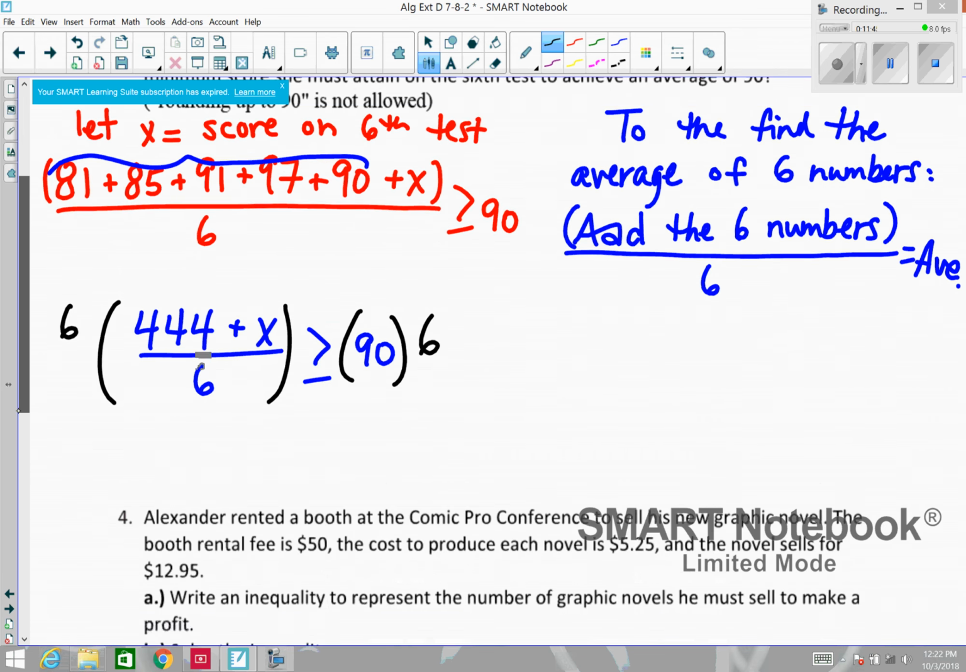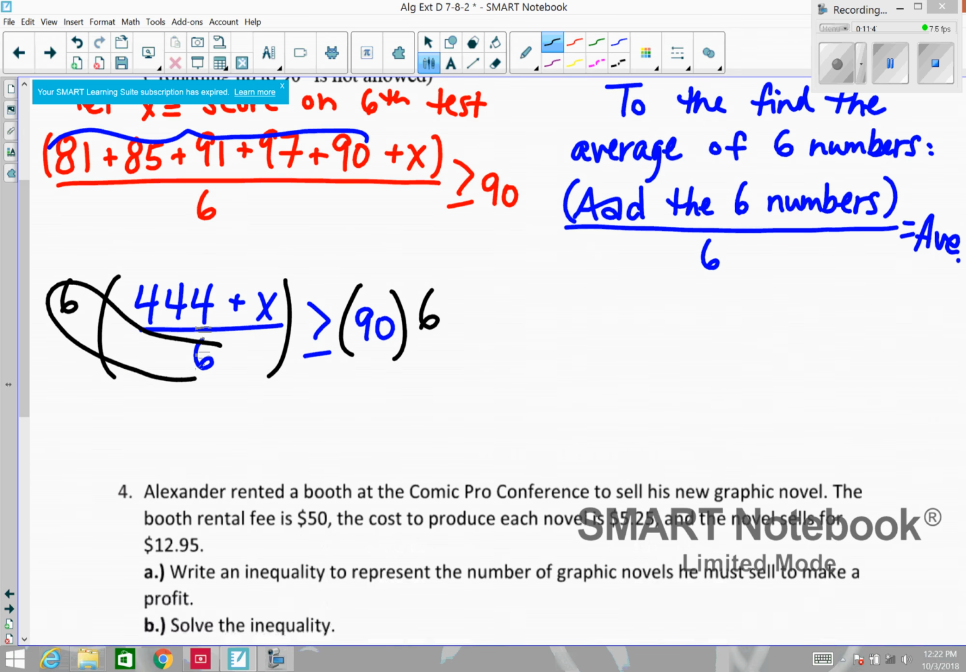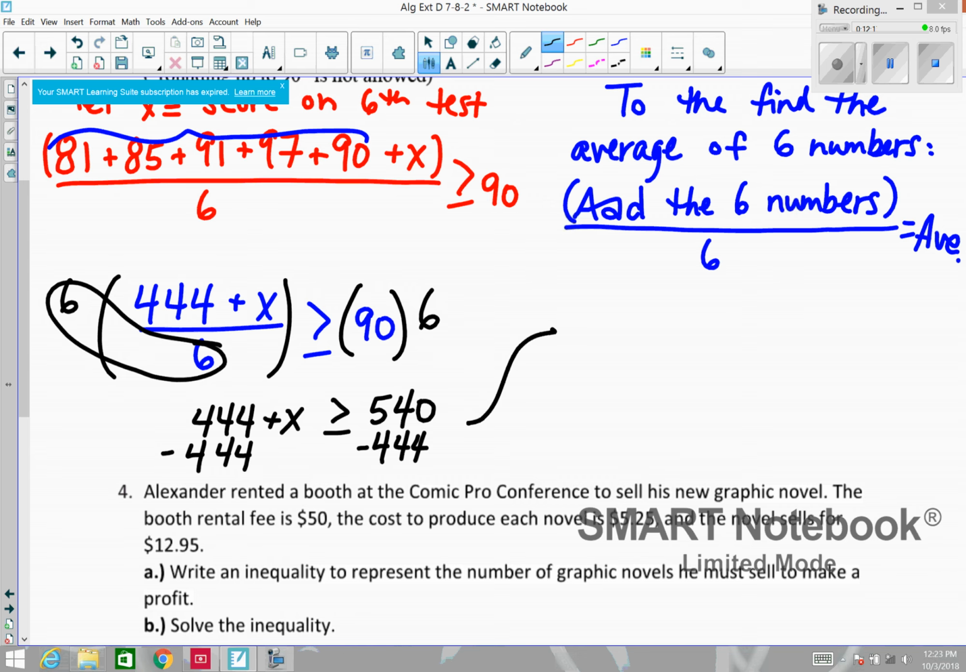And when we do that, these two 6's will cancel out to become 1, and I'll get 1 times 444 plus x, which is just 444 plus x, and that will be greater than or equal to 90 times 6, which is 540. So now we can solve this, subtracting 444 from both sides. And we get x is greater than or equal to 96.